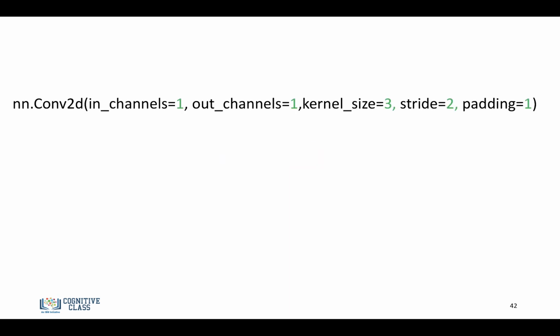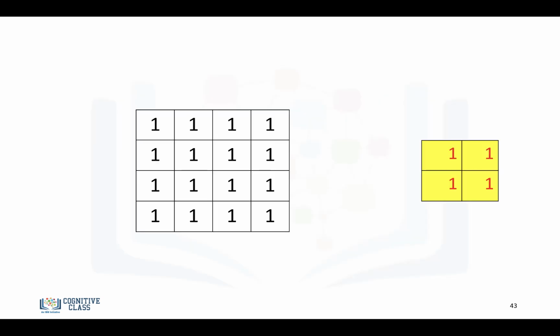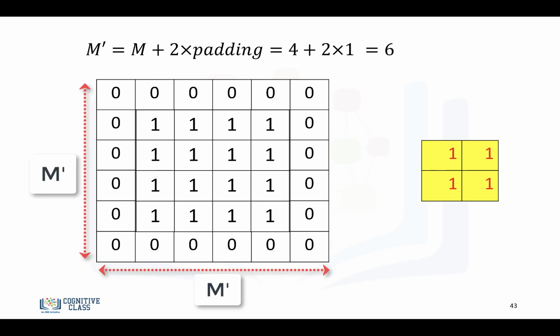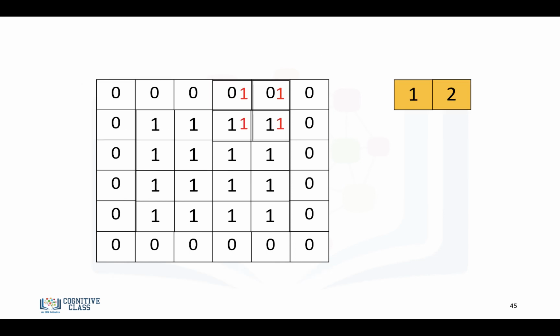So we create a convolution object, and we add in the parameter padding, and we set it equal to 1. What this does is add 2 additional rows of zeros and 2 additional columns of zeros. And the new size of the image, which we'll denote by m prime, is simply the old image size plus 2 times the size of the padding elements added. And we can simply perform convolution given the stride of 2. And that's it.